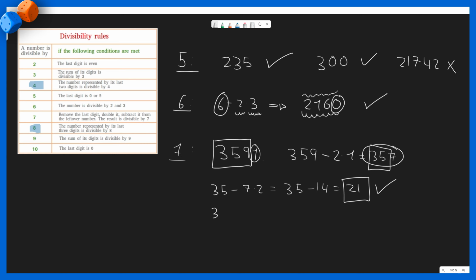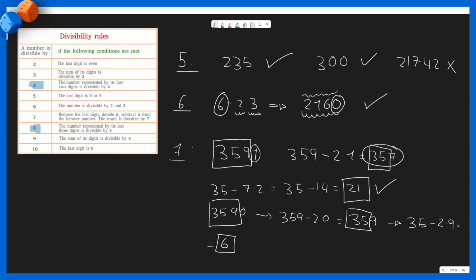If we had, for example, 3590, we would take this part over here and subtract 2 times the unit digit, having 359 minus 2 times 0, which equals 359. 35 minus 2 times 9 equals 6. And we know 6 is not divisible by 7. So, the first number is not divisible by 7.